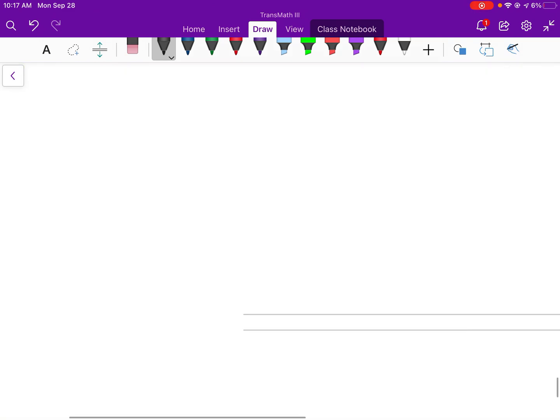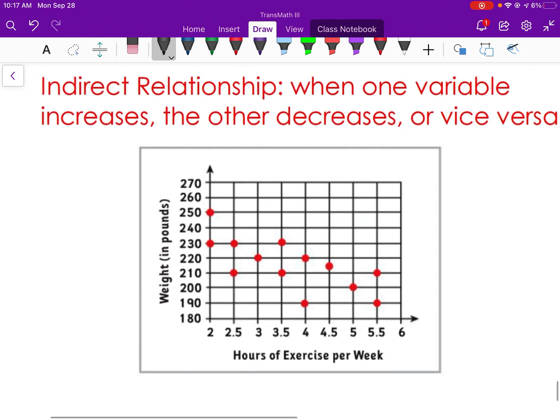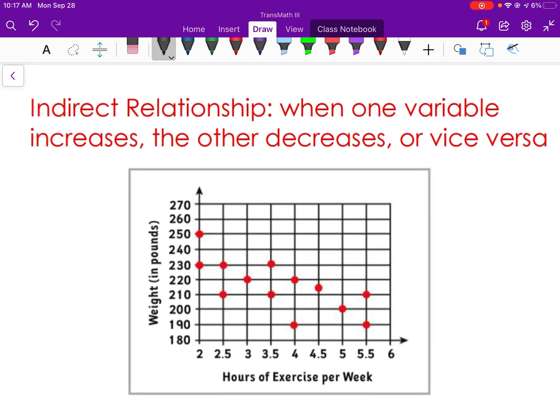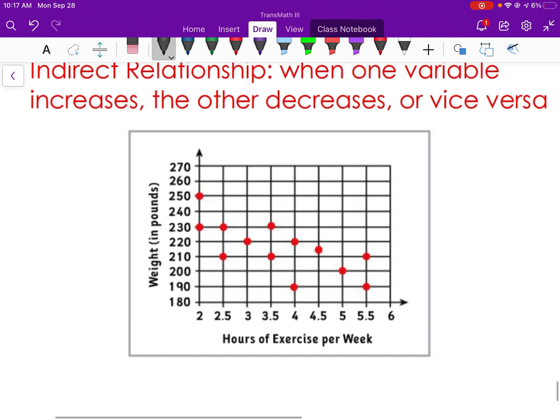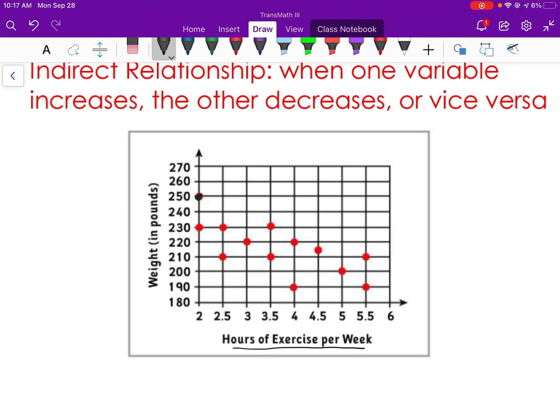Okay, so indirect relationships, we discussed these in lesson 11 a little bit already. If you remember, direct relationships, as one went up, so did the other. Indirect, as one variable increases, the other decreases, or vice versa. So like in this case, the hours of exercise per week, as those went up, you're noticing that the weight in pounds went down. Initially it started with 2 hours and 250 pounds. And the last one, 5.5 hours, went down to 190 pounds. So as the hours of exercise per week increased, the weight in pounds decreased. So that is a case where we have an indirect relationship.